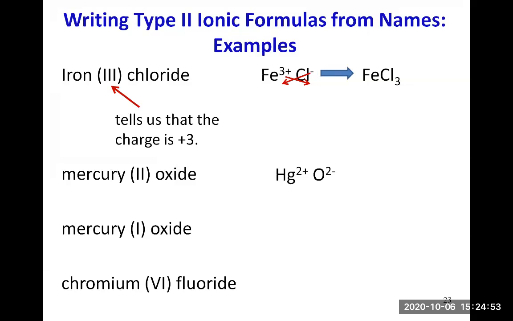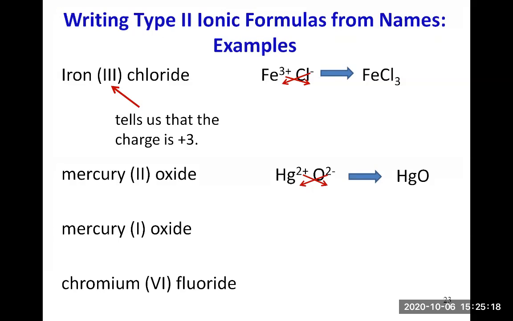We can see that those two positive charges will be cancelled by the two negative charges, and then you get this formula of HgO. You don't really need to do the crisscross trick here. If you see that it's the same charge number, then it cancels out by having one of each ion.